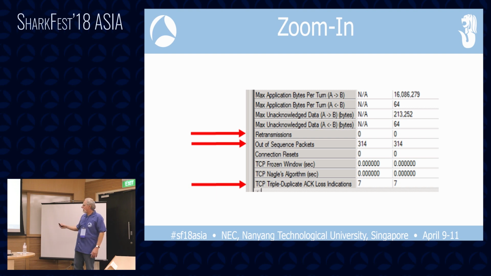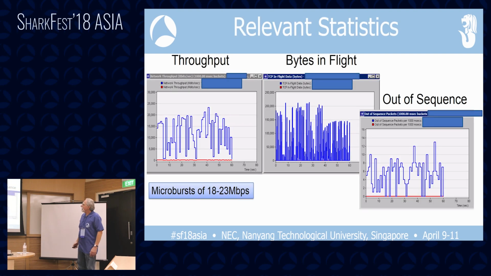So these are some high-level statistics. Earlier I mentioned one of the requirements you want to think about is being able to overlay performance statistics on top of the traffic. So here we've got throughput, we've got bytes in flight. And can somebody give me a definition of bytes in flight from the Wireshark perspective?